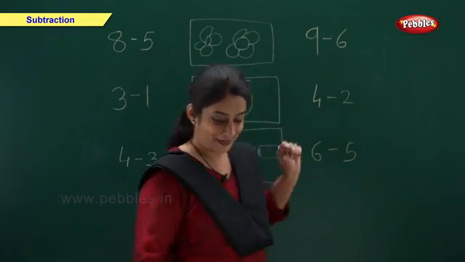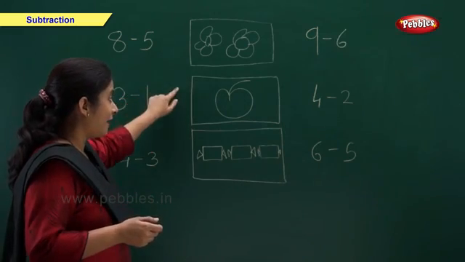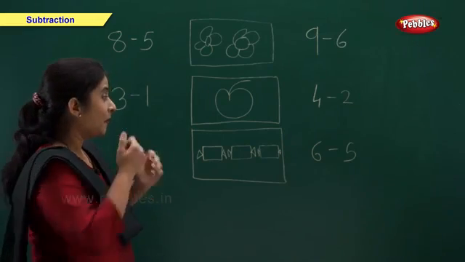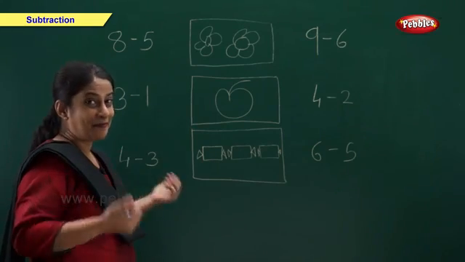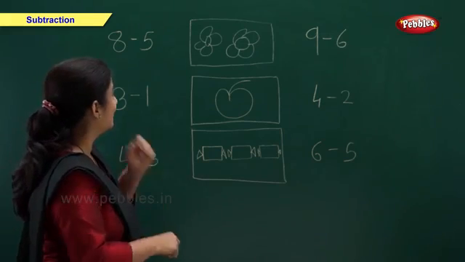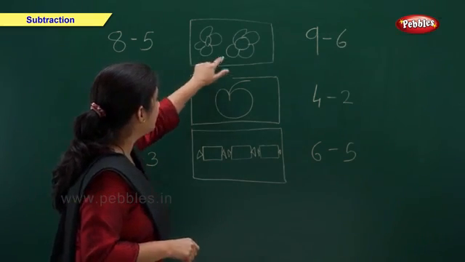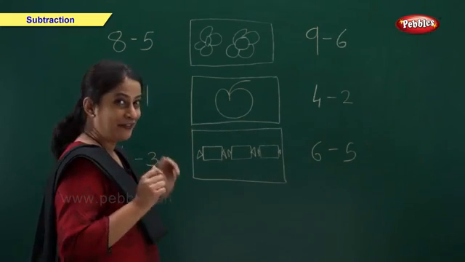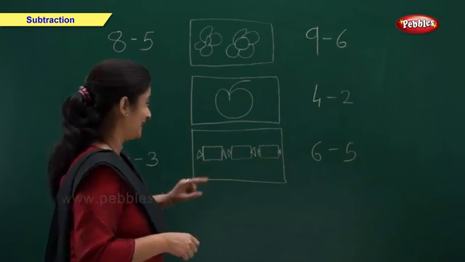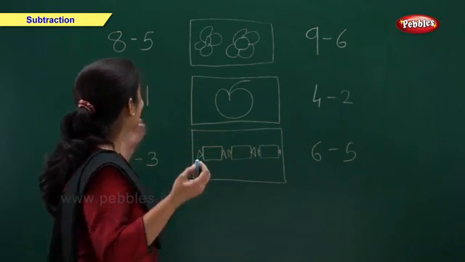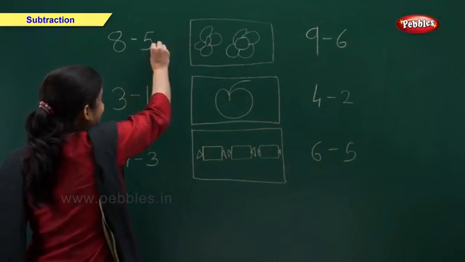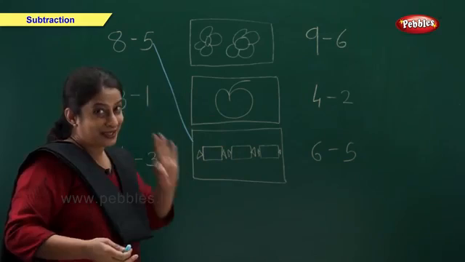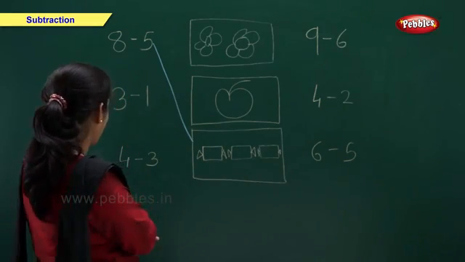You're right. So now I have few pictures here. So find a picture with number 3 and match. Let's find. We have 1, 2 flowers, 1 apple, and we found 3 chocolates. 1, 2, 3. So let's match. So 8 minus 5 is equal to 3. Now what else we have?